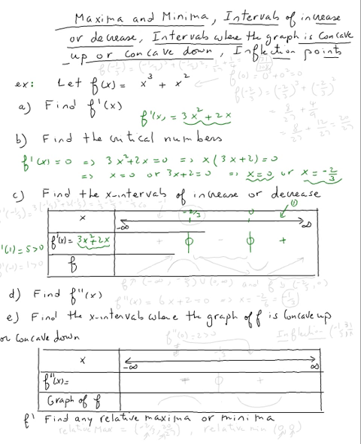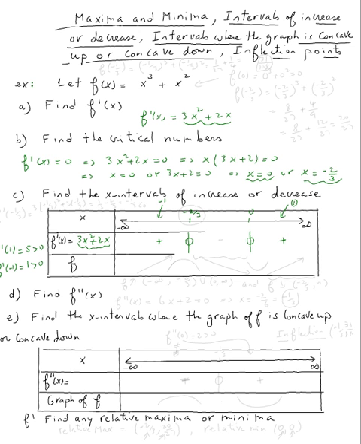Now let's plug in the easy numbers first. On the left of negative 2/3, if we pick a number in this interval, the easiest number would be negative 1. So f prime of negative 1, plug negative 1 into the derivative, you get 3 minus 2 is 1, which is positive. So I know this is positive.